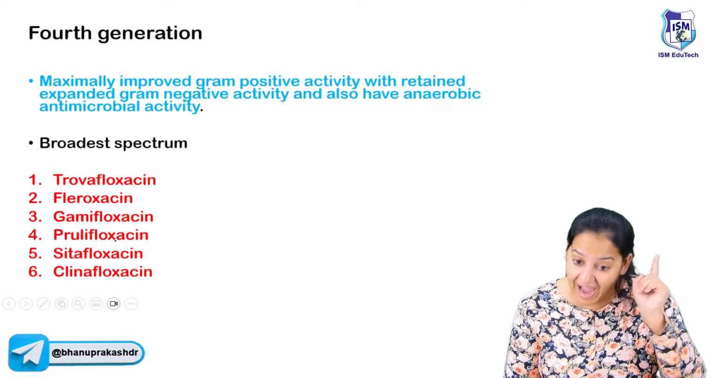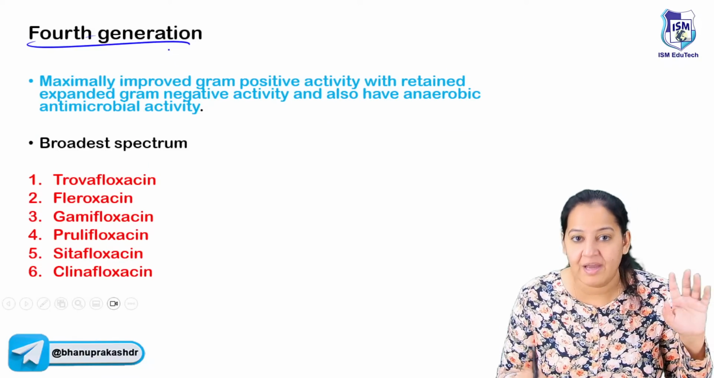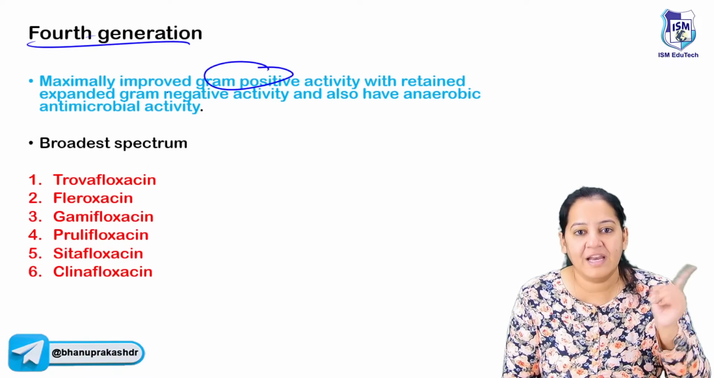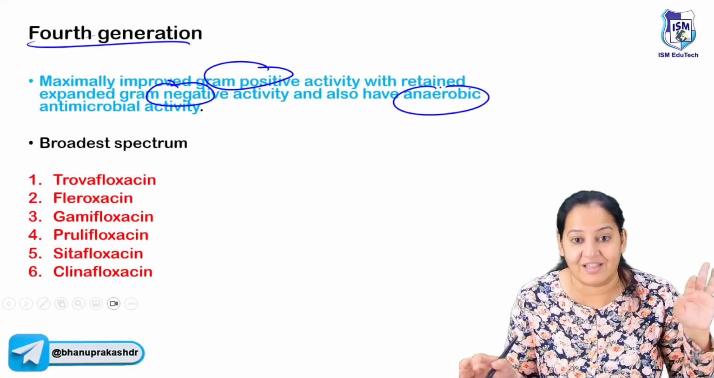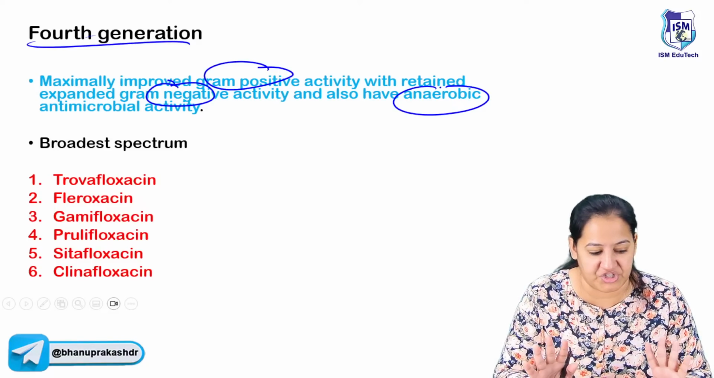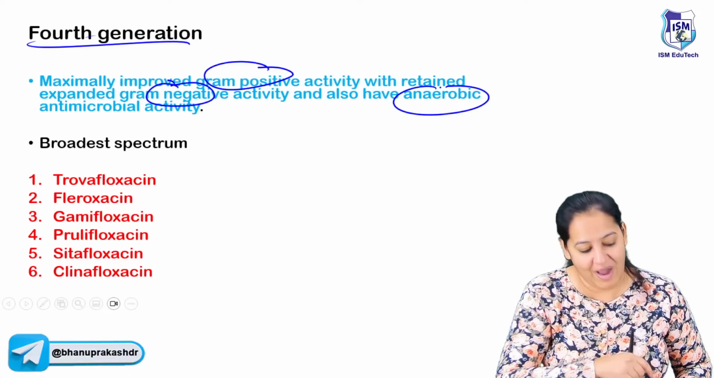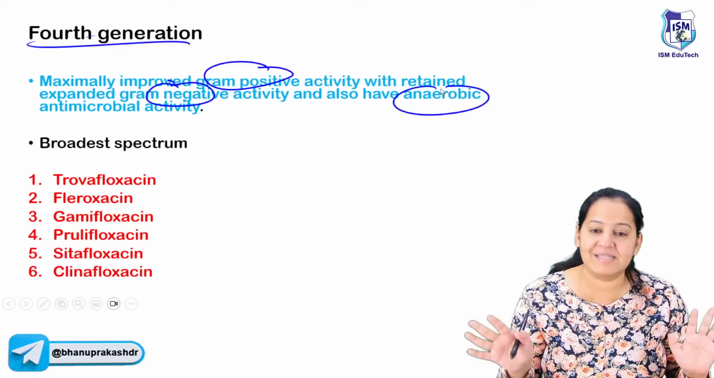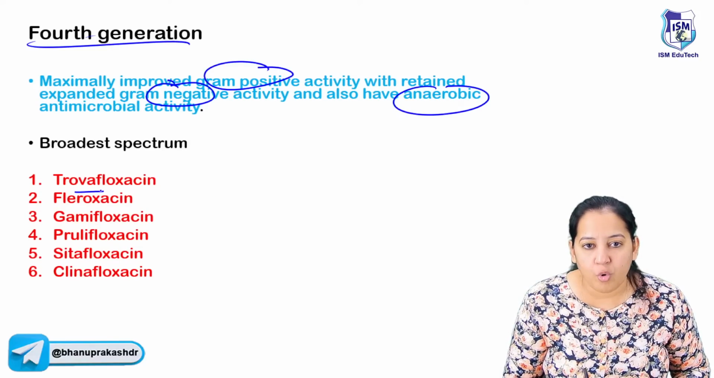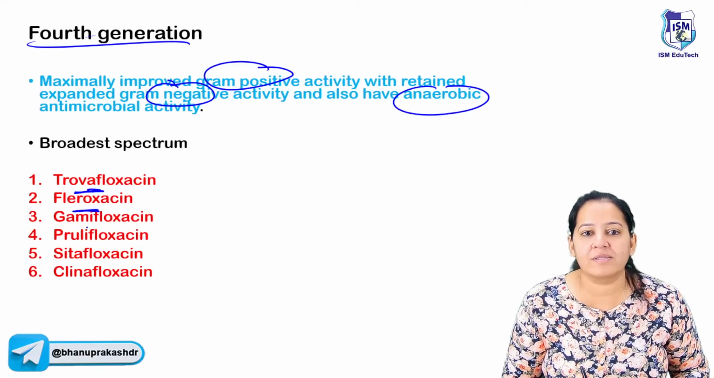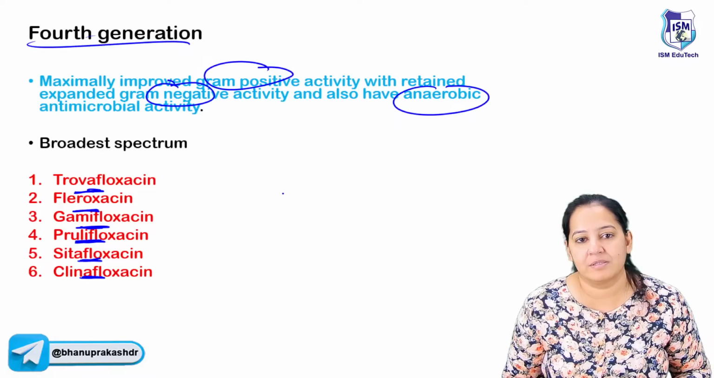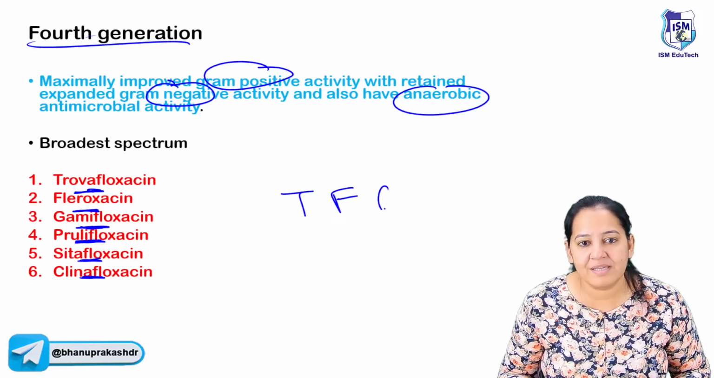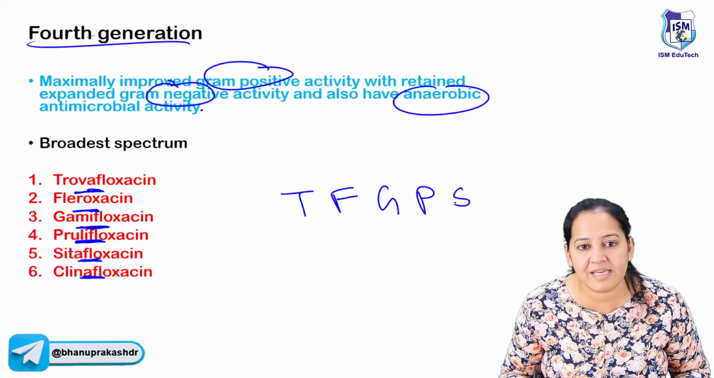And finally, you have to learn the fourth generation, which kill everything. It kill all gram-negative. It kill all gram-positive. It kill all anaerobics also. It kill everything. The broadest spectrum, which is our question. So you have to learn this list. You have to make some mnemonic and please learn this list. So it is Trovaflox, Fleroflox, Gamiflox, Proliflox, Sitaflox, and Clinaflox.